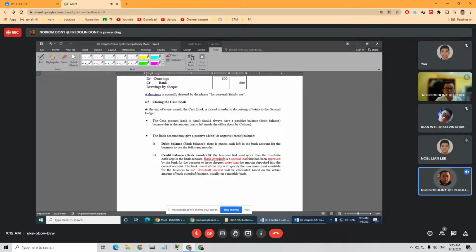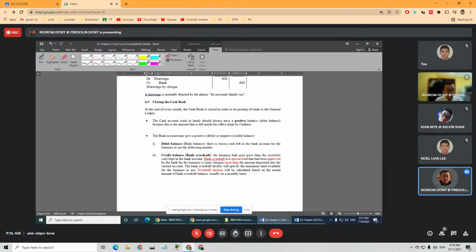Bank overdraft is actually a special loan approved by the bank for the business to issue cheques for more than the amount deposited into the current account. The bank overdraft facility will specify the maximum limit available for the business to use. Overdraft interest will be calculated based on the actual bank overdraft balance, usually on a monthly basis.